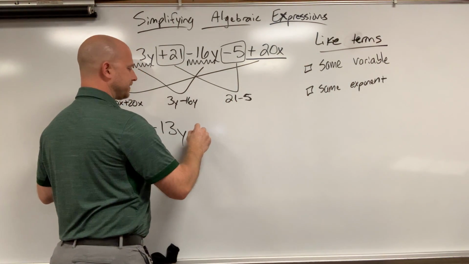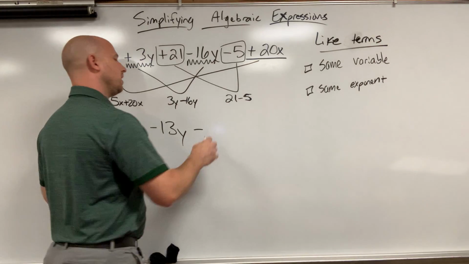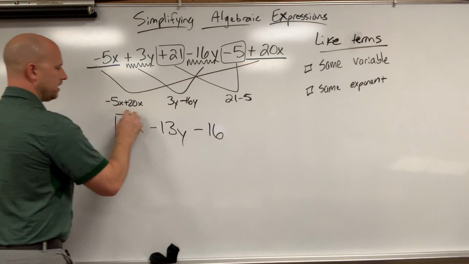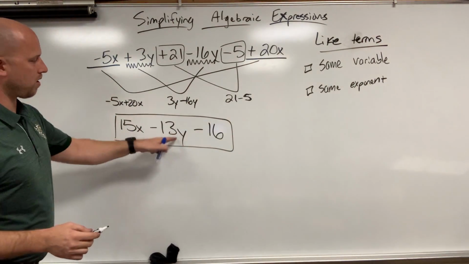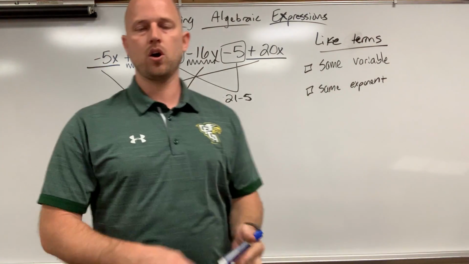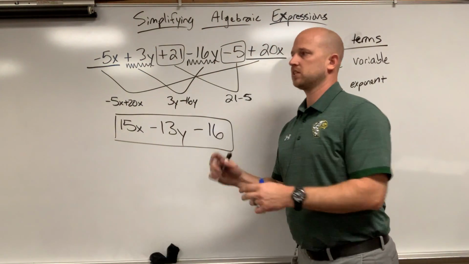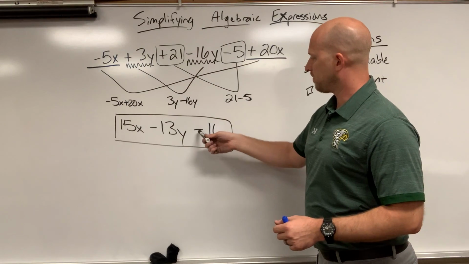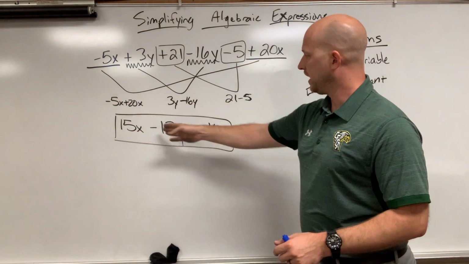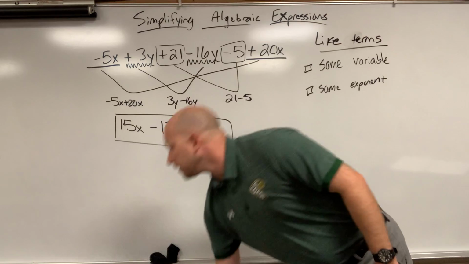21 minus 5, different signs subtract, take the sign from the larger number, and we have 16. This is alphabetical: x, y, constant, so we're good to go. Again, it doesn't have to be this way. Things can be moved around. Just make sure that you have a minus or a negative in front of your 16 and a minus or a negative in front of the 13, okay?